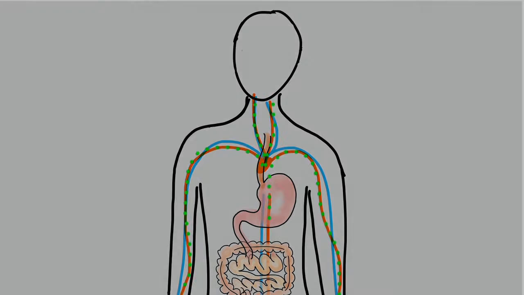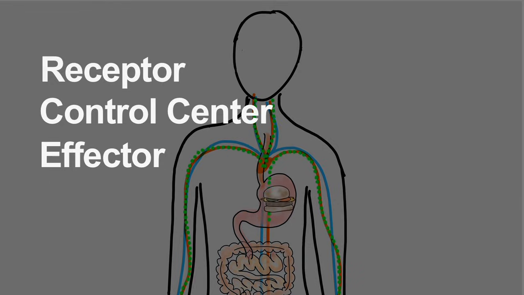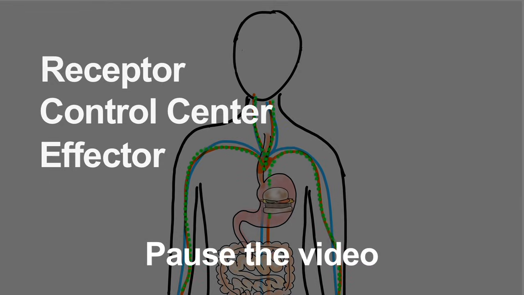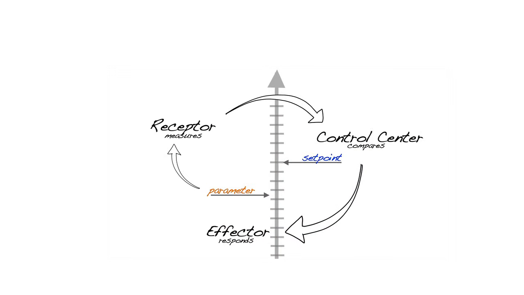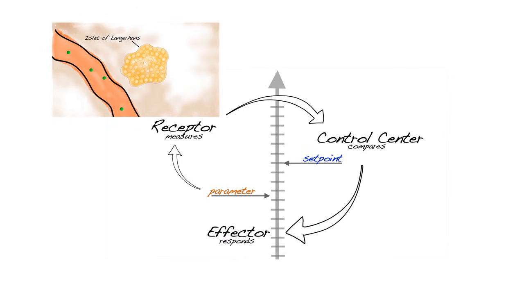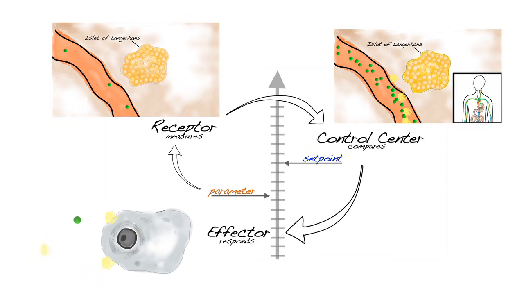Pause the video and identify the receptor, control center, and effectors in this particular feedback system. The receptors are the beta cells in the pancreas. These same cells also act as the control center and send signals to the effectors in the form of insulin. The effectors are the cells of the body that increase their uptake and storage of glucose in response to insulin.